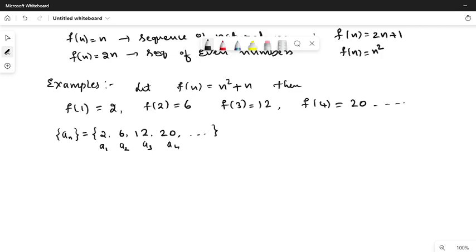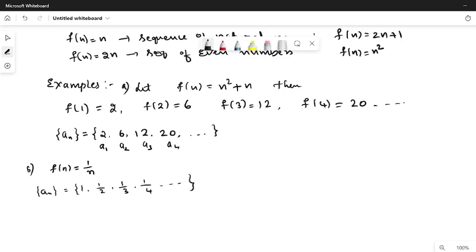You can take one more example. Say this is example A, and say example B. You can take f of n equal to 1 by n, right? Then the corresponding sequence is 1, 1 by 2, 1 by 3, 1 by 4, and so on. It is a sequence of reciprocals. Similarly, we may have many such examples. So this is the definition of sequences.